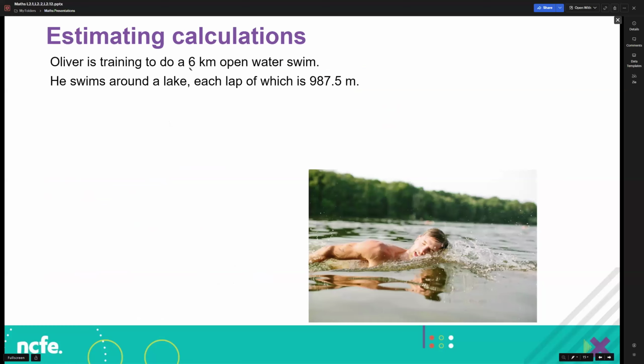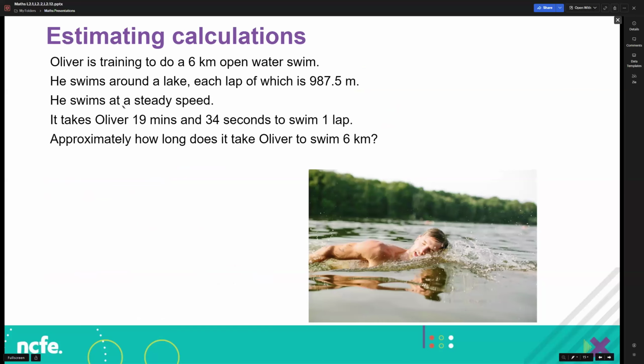So Oliver is training to do a 6 kilometer open water swim. He swims around a lake, each lap of which is 987.5 meters. He swims at a steady speed. It takes Oliver 19 minutes and 34 seconds to swim one lap. How long does it take Oliver to swim 6K?